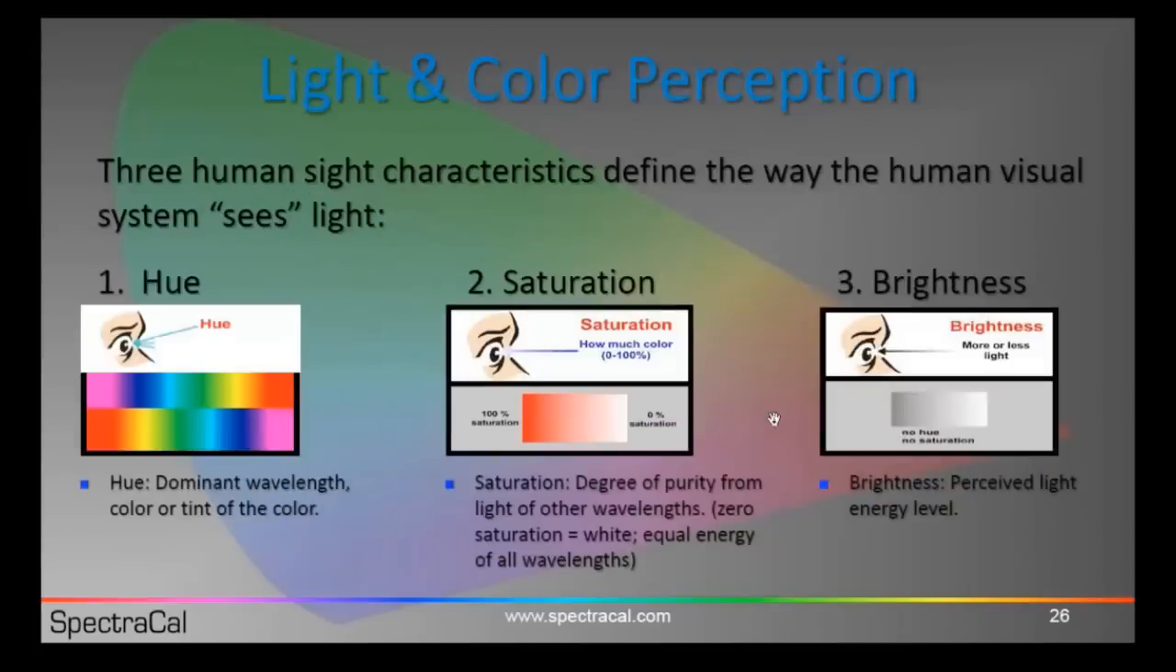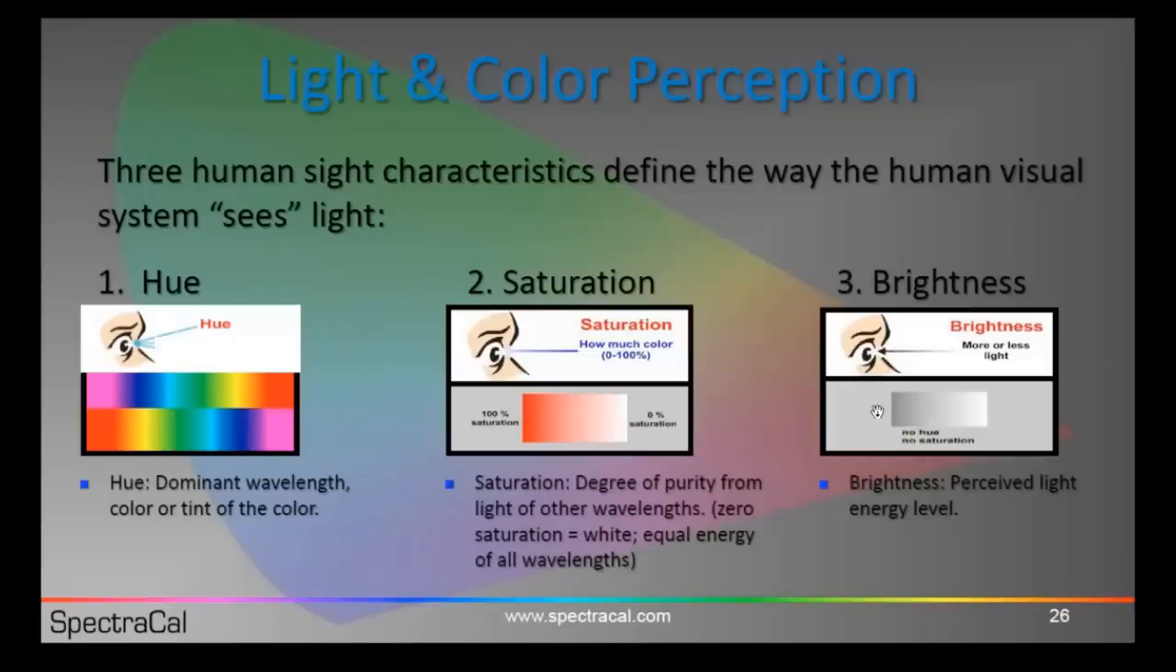There are actually three human sight characteristics that define the way that we see light. There is hue, which is defined by the dominant wavelength of the color. You might think of that as the color of the color. The saturation of the particular color, which is the degree of purity from other light. And so a very highly saturated red, for instance, would be a vivid red. And as we desaturate that, we eventually go towards zero saturation, which is a neutral white color. The third human sight characteristic is brightness, which is the perceived light energy level.